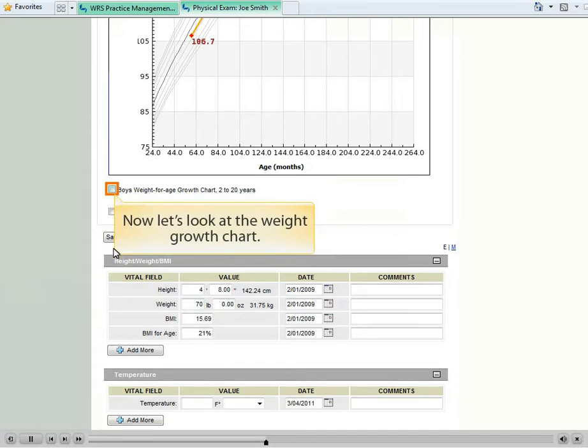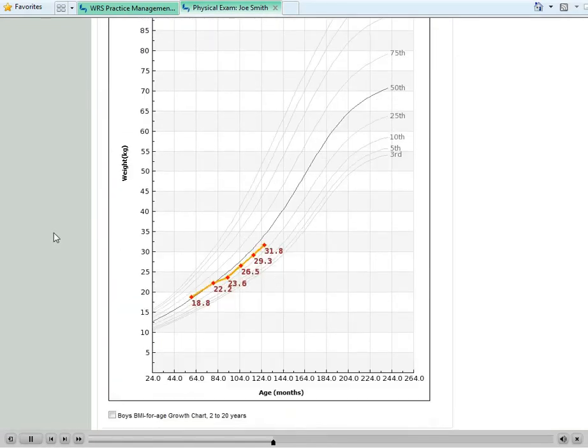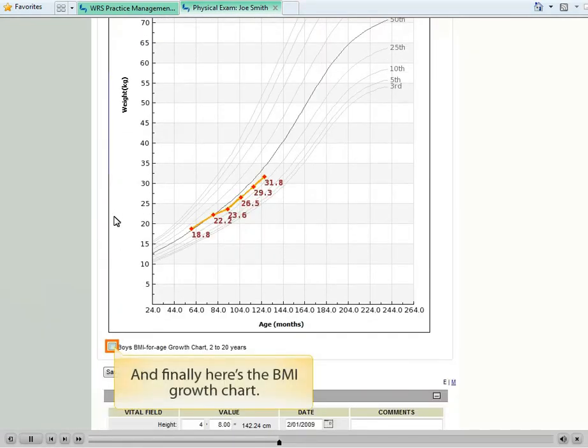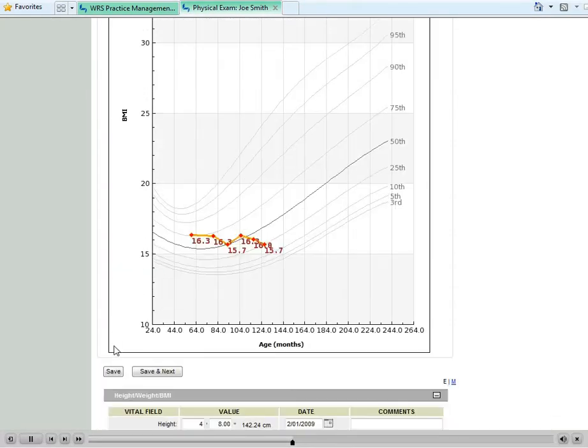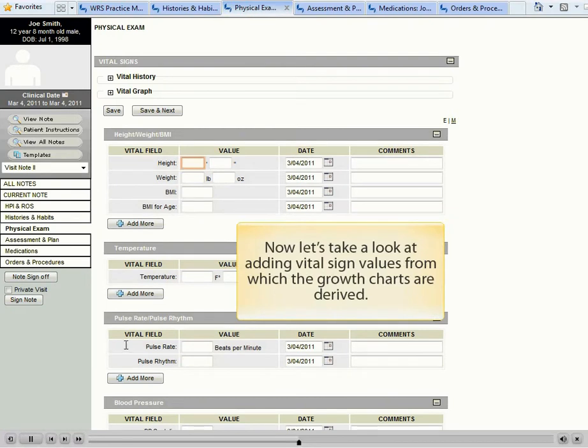Now let's look at the weight growth chart. And finally, here's the BMI growth chart. Now let's take a look at adding vital sign values from which the growth charts are derived.